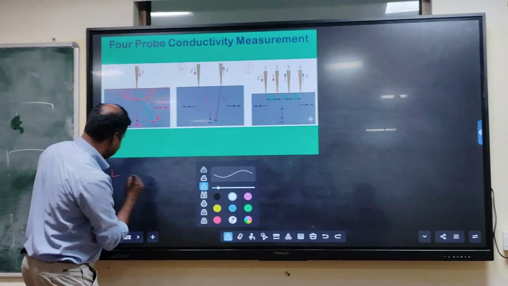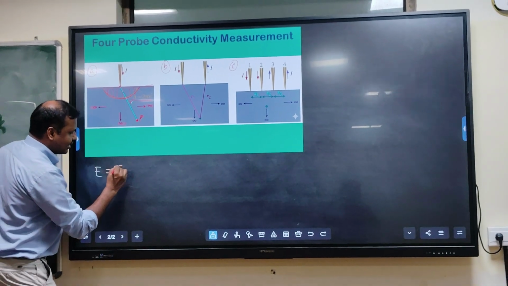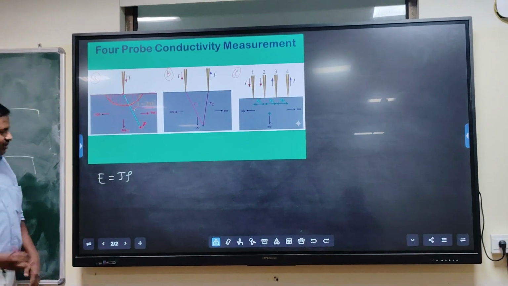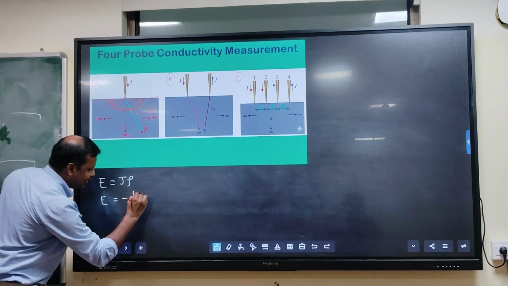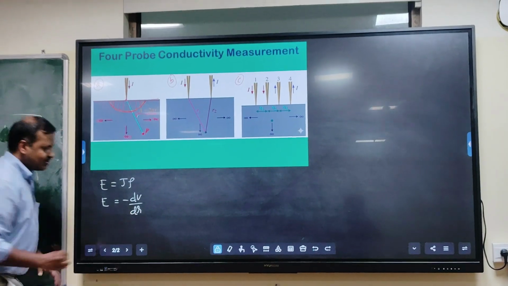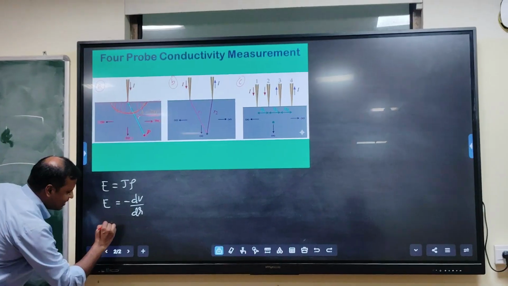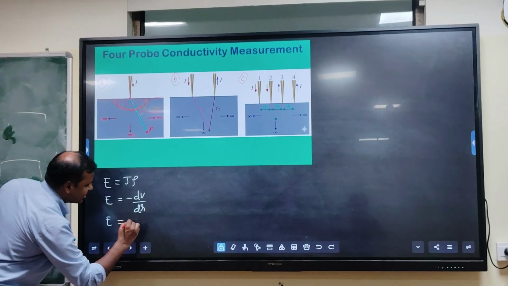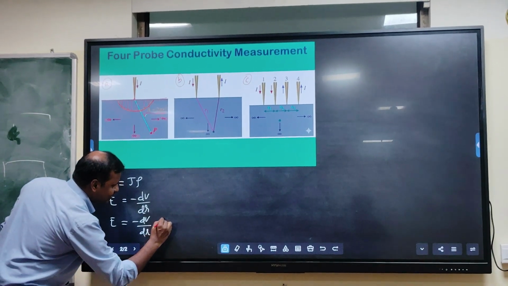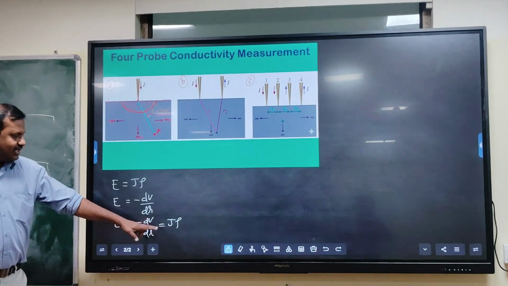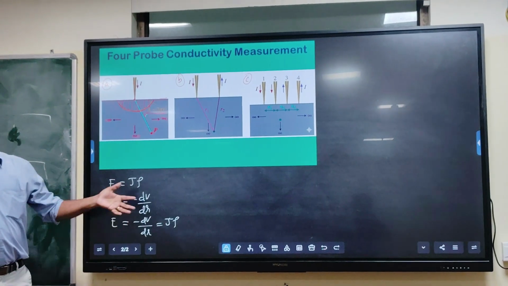Let us take the electric field relation. The electric field is equal to J times rho. We also know the other relation, the electric field is equal to minus dV by dr. Equating these two relations, we get minus dV by dr equals J times rho. Here J is the current density, rho is the resistivity, V is the voltage, and E is the electric field.